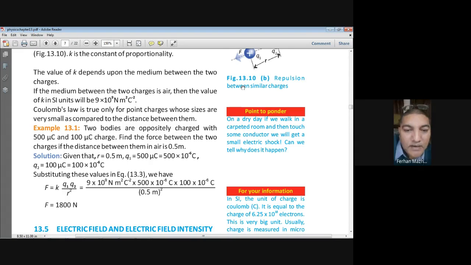5 Newton. So when this kind of question comes, you don't actually have to do the calculation using Coulomb's law.